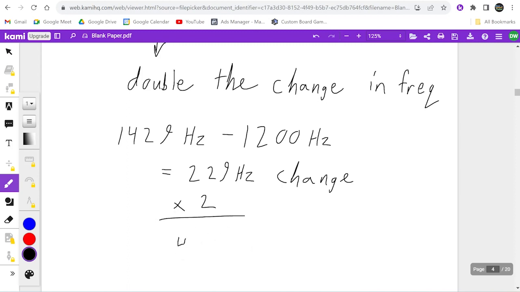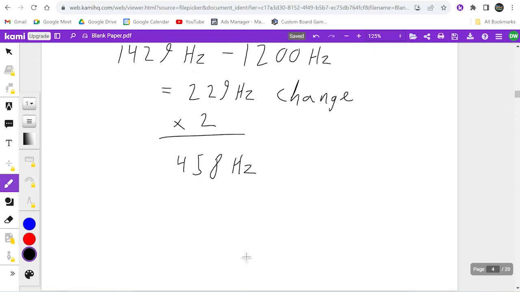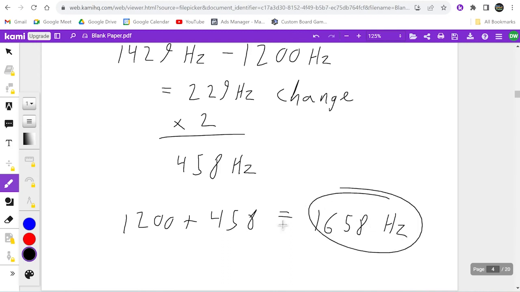You're going to get 458 hertz. And you just have to add that to the original number, which was 1200. In other words, 1200 plus 458 gives you 1658 hertz. And that's the final answer heard back by the train. And I like that shortcut because it's pretty nifty.